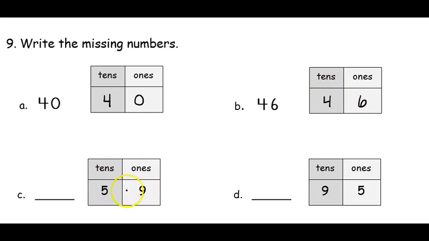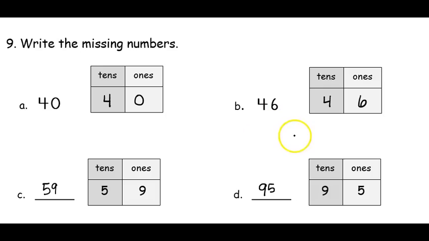In this place value chart, I'm told that I have 5 tens and 9 ones. That's showing me the number 59. There's 5 tens and 9 ones. 10, 20, 30, 40, 50, and 9 more ones make 59. And in the last problem, I have 9 tens and 5 ones. That's representing the number 95. 10, 20, 30, 40, 50, 60, 70, 80, 90 would be 9 tens. 5 more would give me 95.